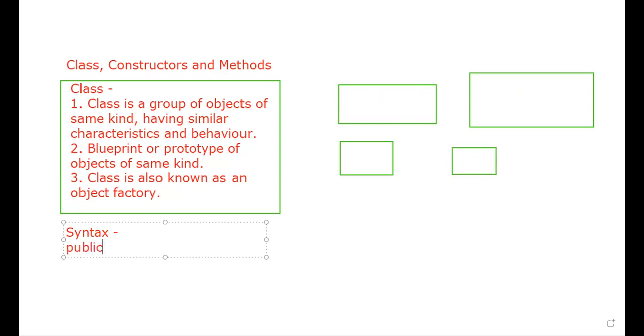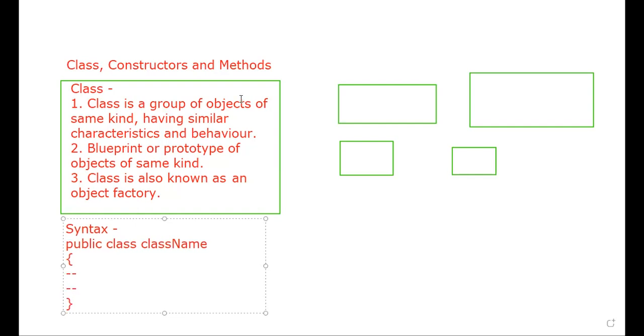Public class name. Okay, then it has a curly open. Then you can write inside this as many lines as you wish. So this is the syntax of declaring a class. It's a class declaration. And you know, this class can either be private or public. Okay. So this is the syntax.